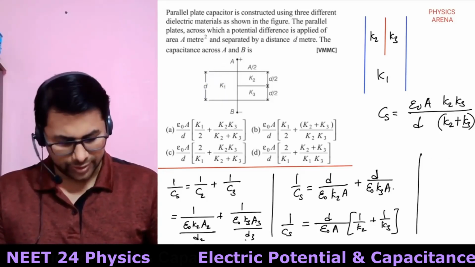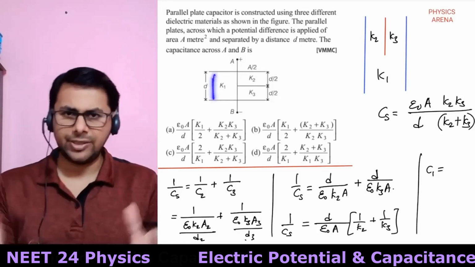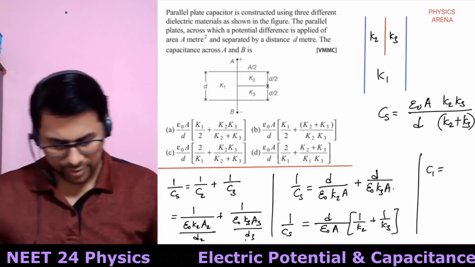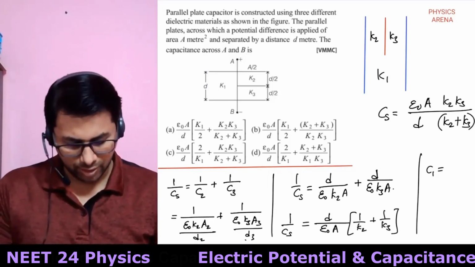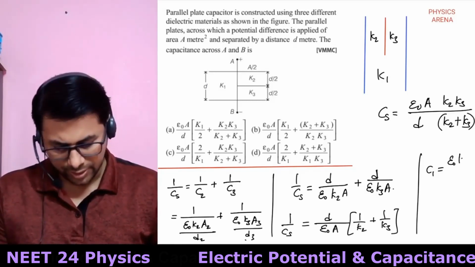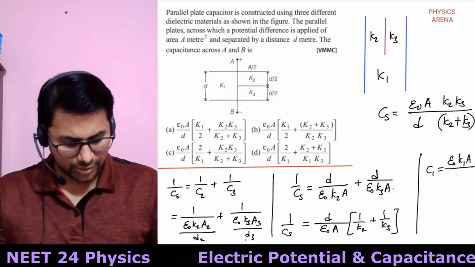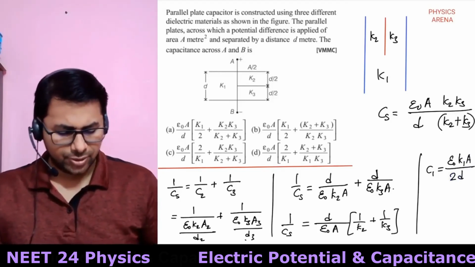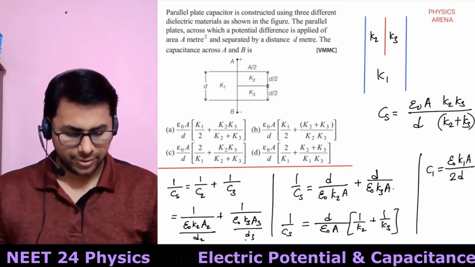T1 is equal to... the separation is D, but the area is equal to A by 2. So how much is the capacitance? It is equal to epsilon naught K1 A by 2, and the separation is D, right? So it is epsilon naught K upon D, but A is equal to A by 2, right? Got it?